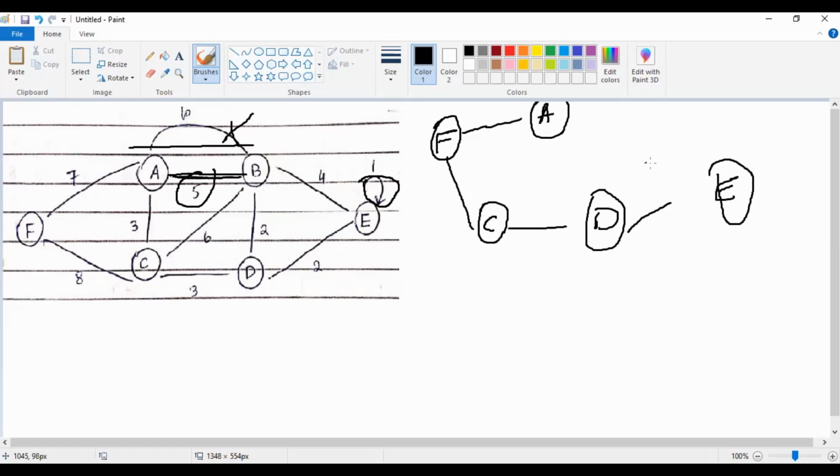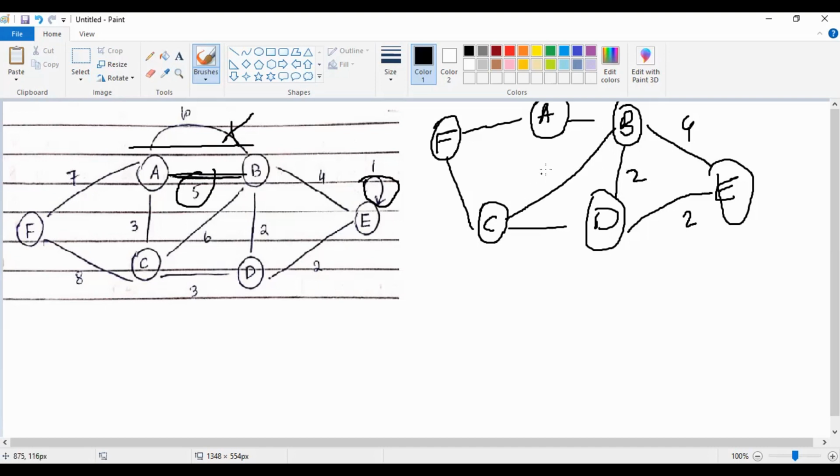Once I have added the E, from A to B we also have an edge. So A to B, and now I'm connecting this one. B to E, the weight is 4. Okay, D to E, the weight is 1. We have a weight 2, and B to D we have a weight 2.